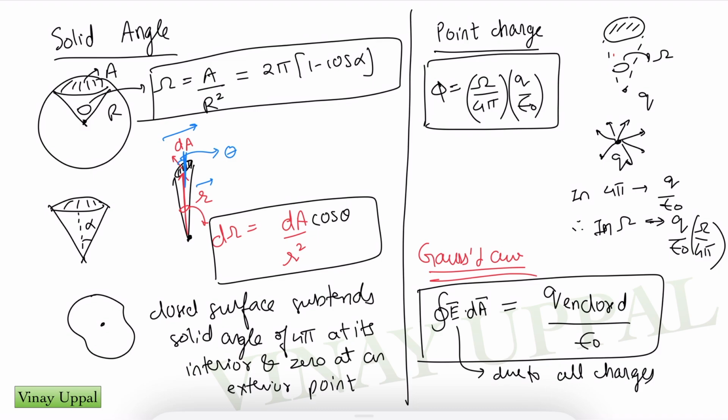And this makes sense because through a closed surface, we already saw that the solid angle subtended at the interior is 4 pi. So if a charge is inside the closed surface, the entire q by epsilon naught will be going through the surface. And if the charge is outside, then the solid angle subtended at that point is 0, so the flux will be 0. So the only charges whose flux will appear are the ones that are enclosed within the closed surface.